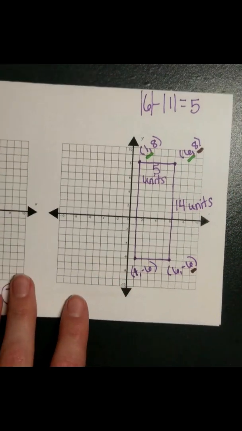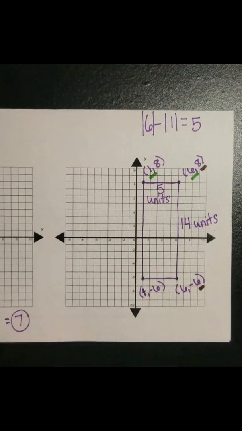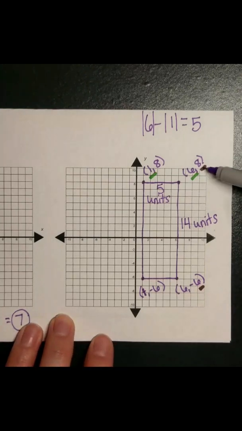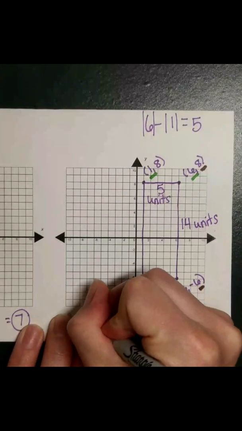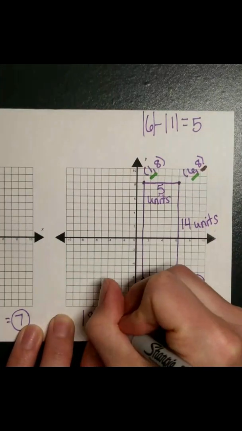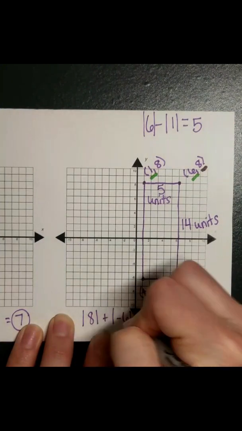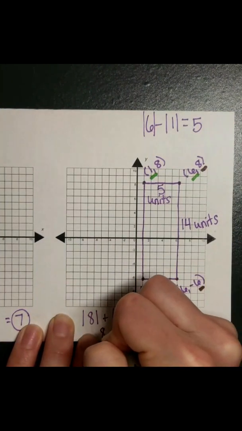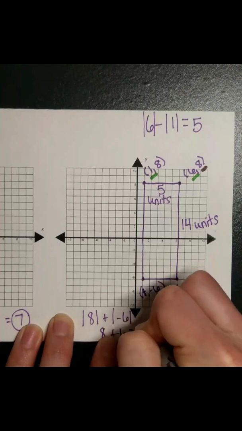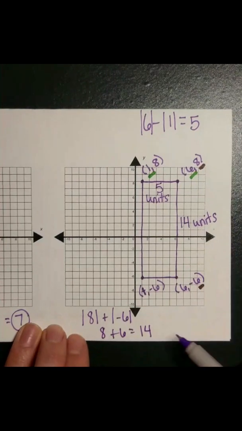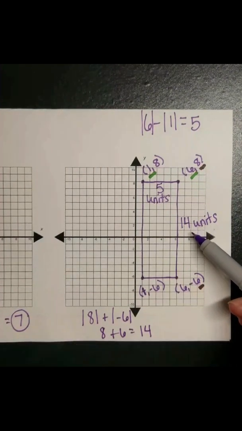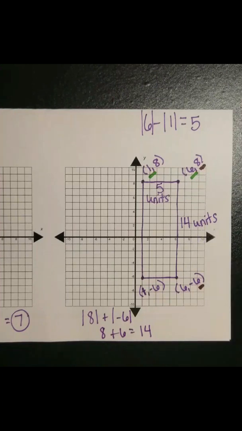So when you cross the quadrants, when you're in more than one quadrant, instead of subtracting the absolute values, you actually add them. So we'll take our absolute value of 8, which is just 8, and now we're going to add our absolute value of negative 6. So this is saying 8 plus 6. And when we do that, we get our 14 units for our side length.